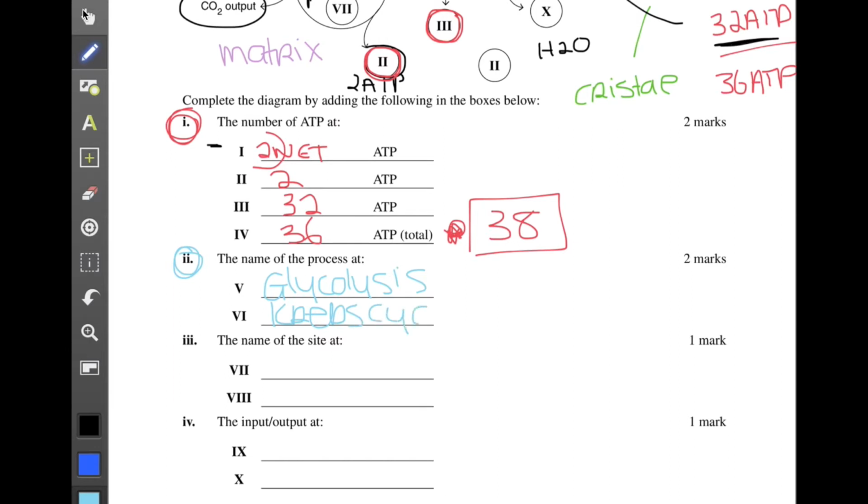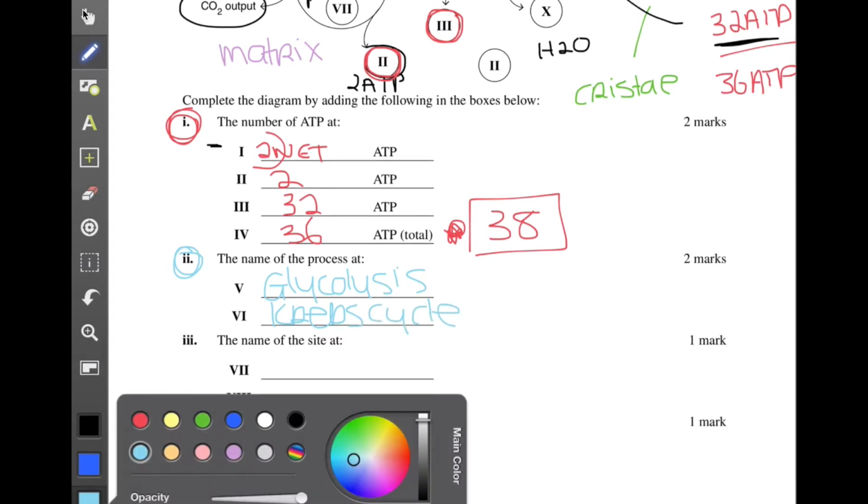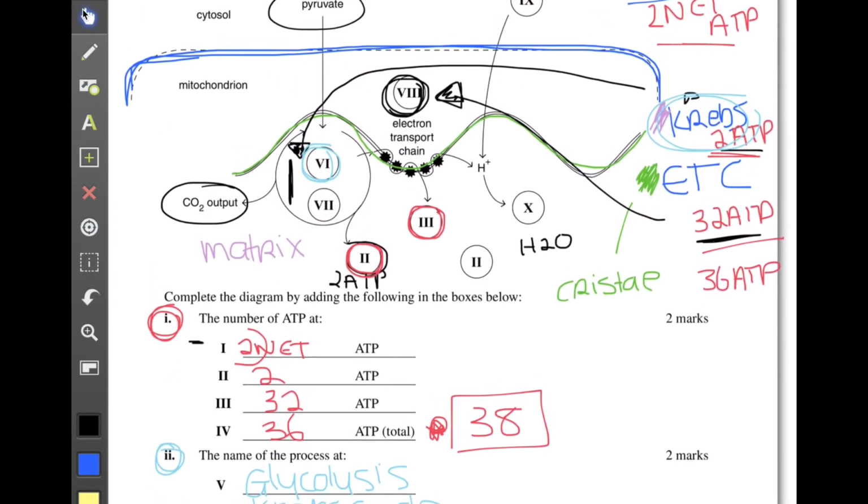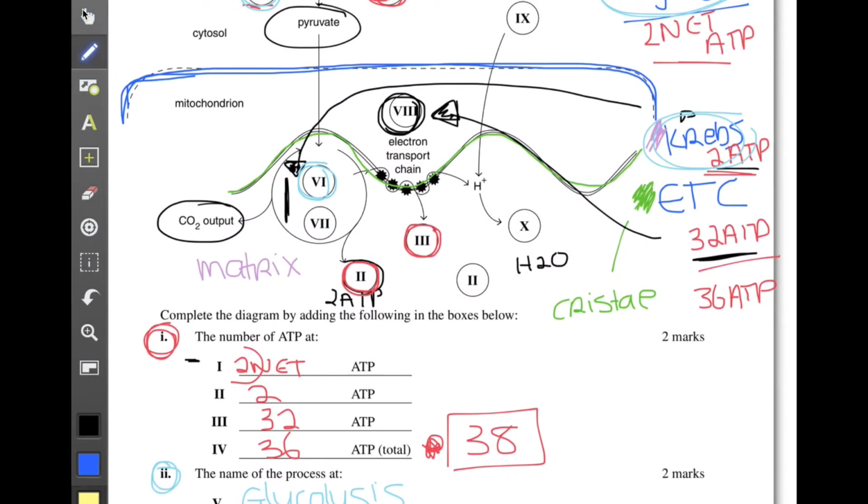Alright, let's colour code the next one. Yellow. It's a little difficult to see. Now, the name of the site at VII, which is here, and we've already labelled that as the matrix. And then VIII, which is the electron transport chain, and we know that that occurs in the cristae membrane. So I'm just going to write that in.